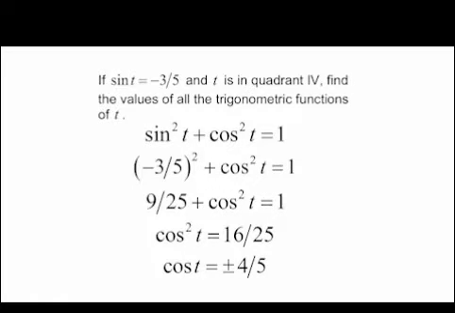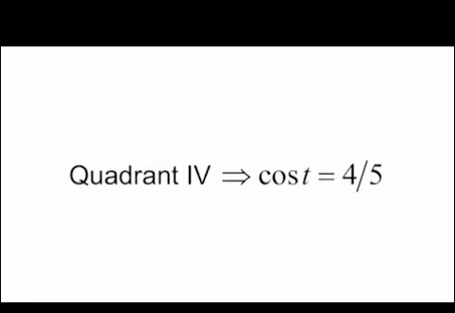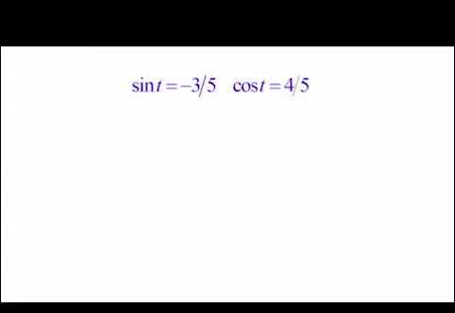So which is it, positive 4/5 or negative 4/5? Well, the terminal point of t was given to be in quadrant 4. This makes cosine positive. So cosine t is 4/5. Now that we have sine and cosine, we can easily get the rest of the trig functions. Sine t is equal to negative 3/5, and cosine t is equal to 4/5.